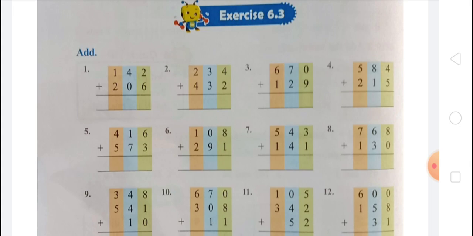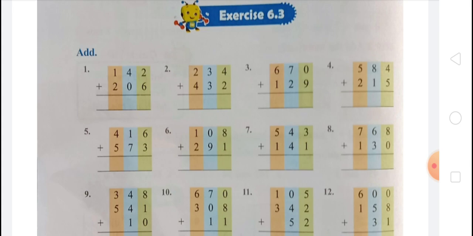Question number 6, 108 plus 291. In 108, 8 is on the ones place, 0 is on the tens place, and 1 is on the hundreds place. And in 291, 1 is on the ones place, 9 is on the tens place, and 2 is on the hundreds place. So there will be 8 plus 1. We have to add the ones first. So 8 plus 1 equals 9. 8 ones plus 1 one equals 9 ones. And after that we have to add the tens places, that are 0 and 9. So there will be 9.